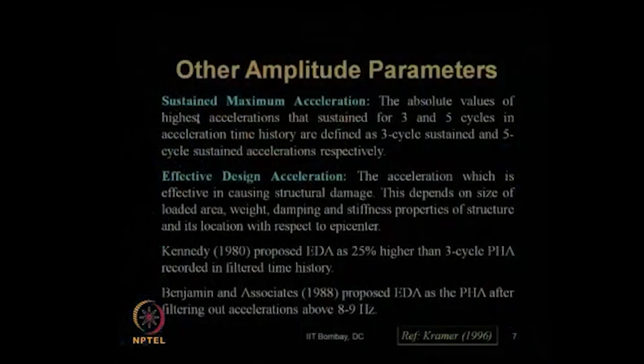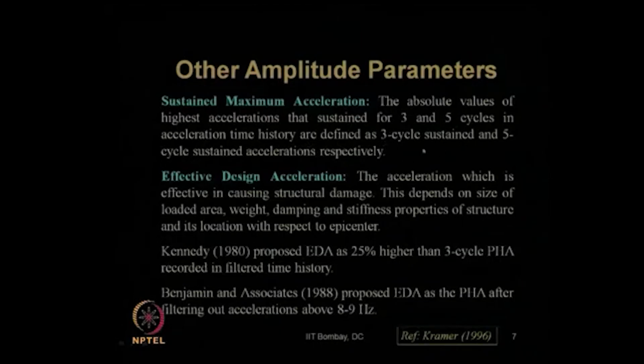Now, let us see in this slide what are the other amplitude parameters, like sustained maximum acceleration. What is known as sustained maximum acceleration? The absolute values of highest accelerations that are sustained for 3 and 5 cycles in the acceleration time history are defined as either 3 cycle sustained or 5 cycle sustained acceleration respectively.